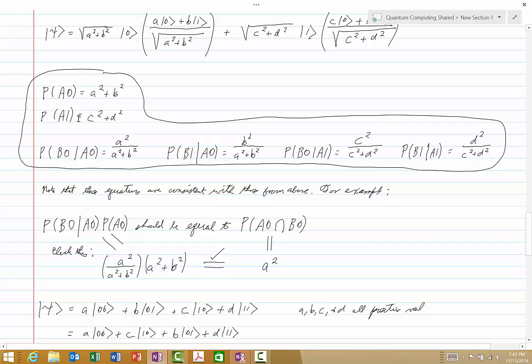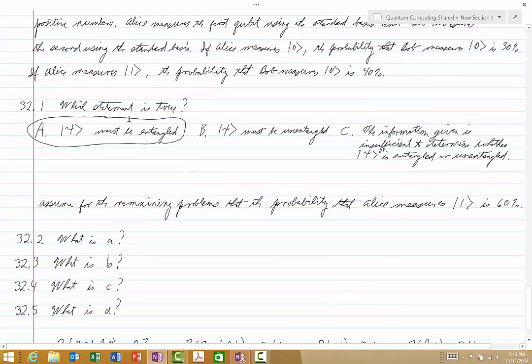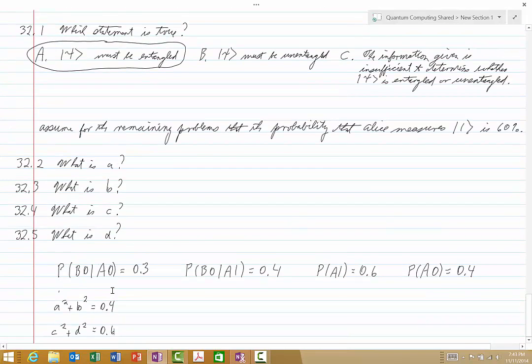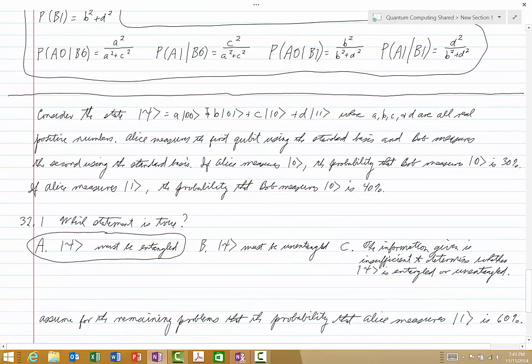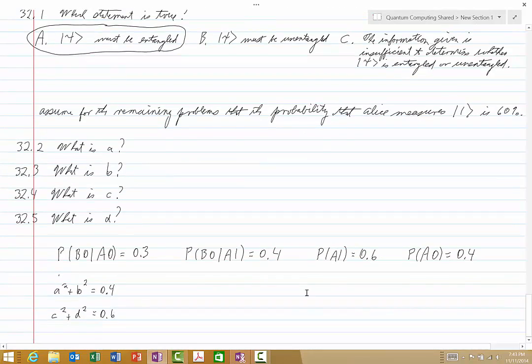P of A1 equals C squared plus D squared. And here we have P of A1 equals 0.6. So C squared plus D squared equals 0.6. And notice that the fact that A squared plus B squared plus C squared plus D squared adds up to 1 should not be surprising at all, because those are the four coefficients here for C.